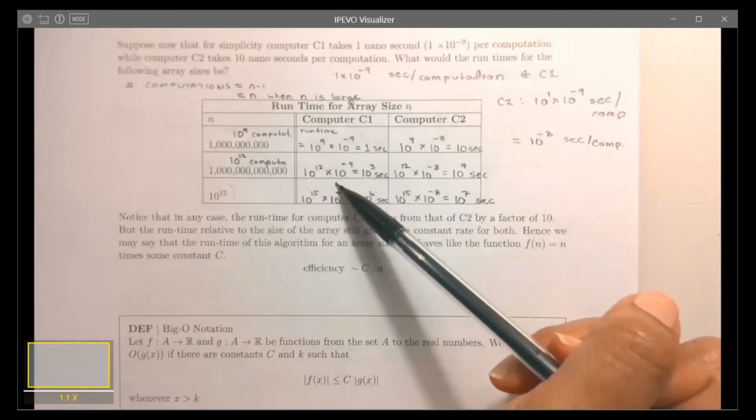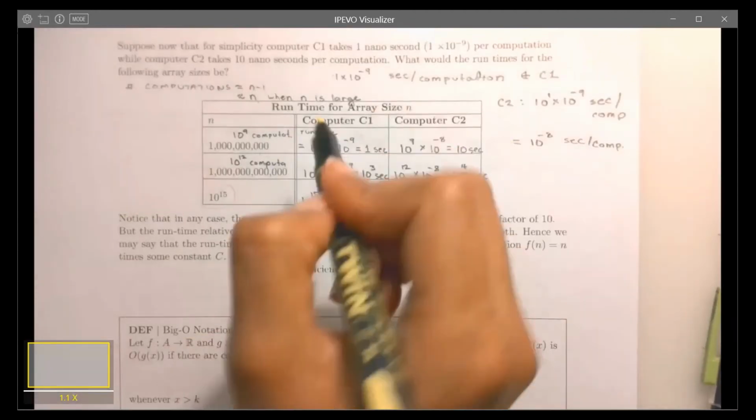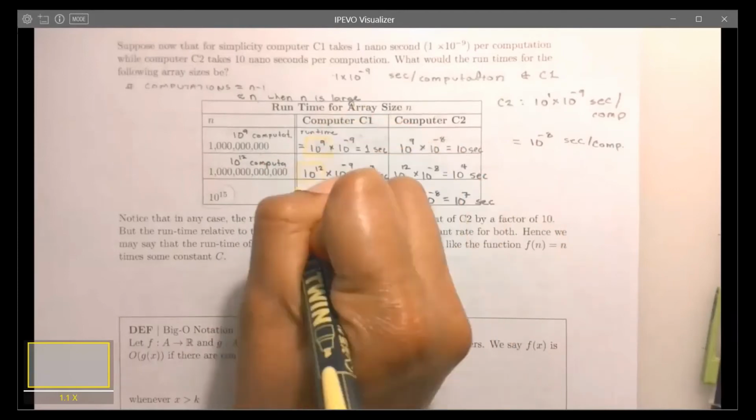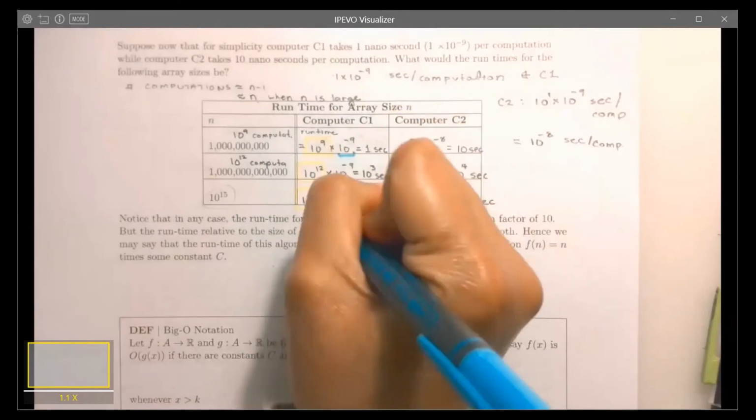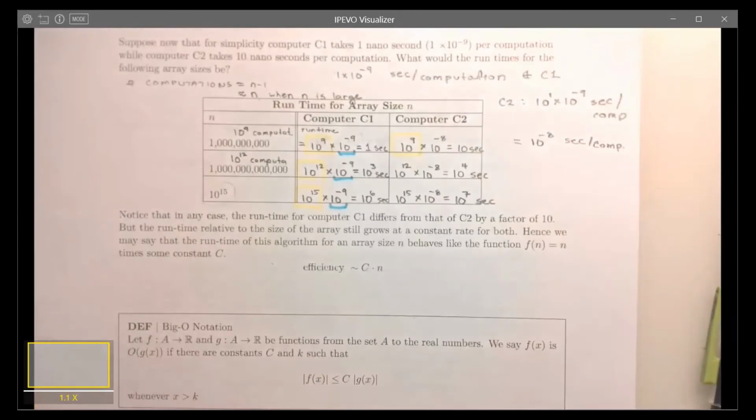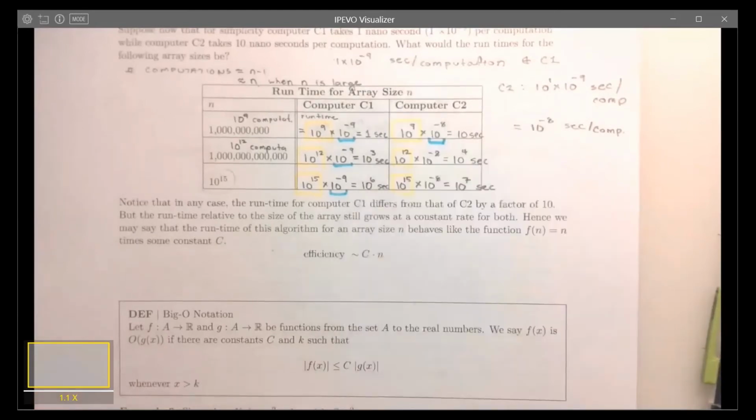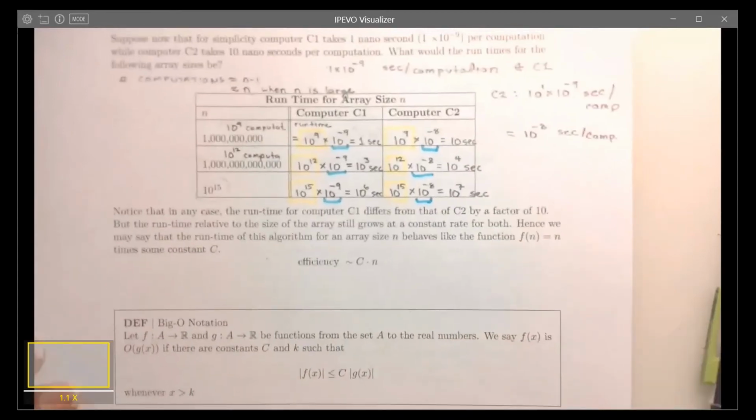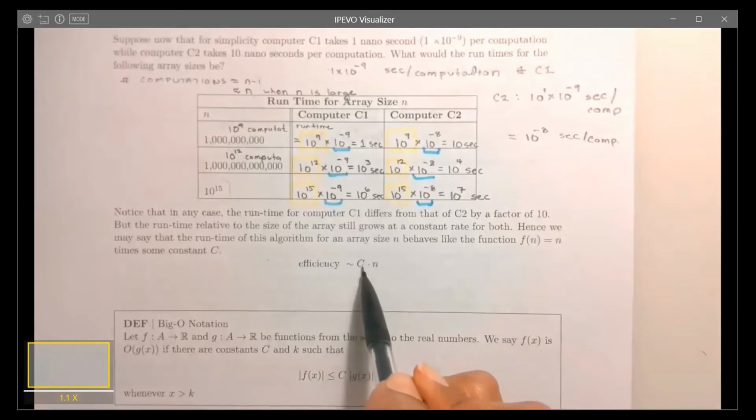This is just growing like a constant times the number of computations, meaning I'm taking this size and multiplying by a constant. In this case, the constant is 10 to the minus 9. Similarly, on computer 2, I'm just taking the size, multiplying by a constant to get the runtime. So for both of these computers, we can say that how fast the algorithm runs is going to behave like a constant times the size of the array that we're running the algorithm on. So we can say that the efficiency is approximately a constant times n.